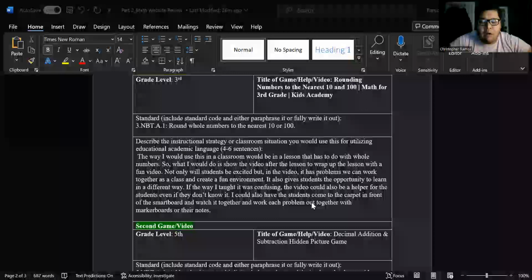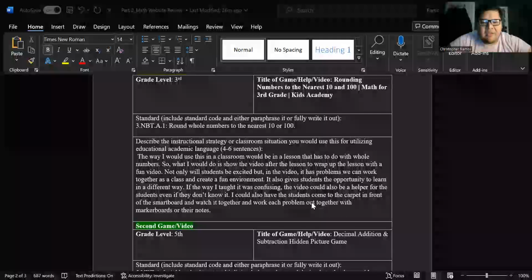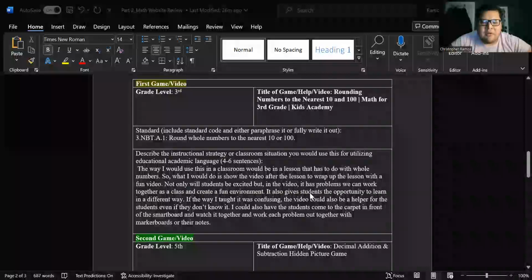Another part is that I would probably want the students to come up to the carpet in front of the smart board and watch the video together and work the problems out together, all in a small group. It'd just be a fun video to do after the lesson, just to wrap up the whole thing, and the third graders would enjoy this.